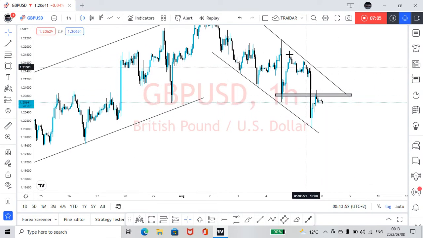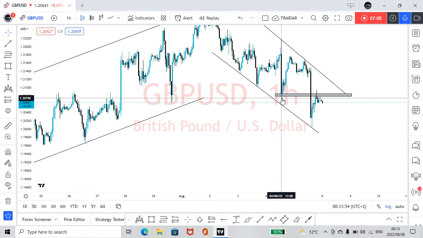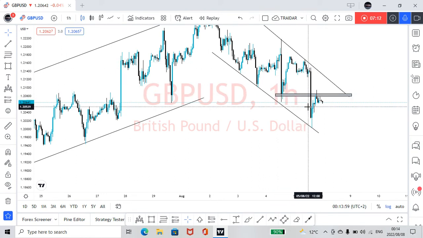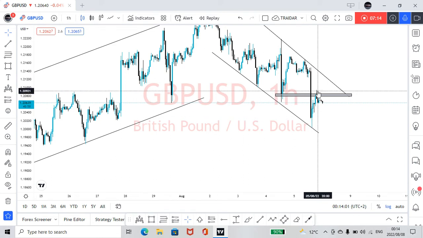All right. So we can see the market got to this area, made a support, gave us a reversal pattern right here. It shut down, broke this area, came back to test it. What are we looking to see next?